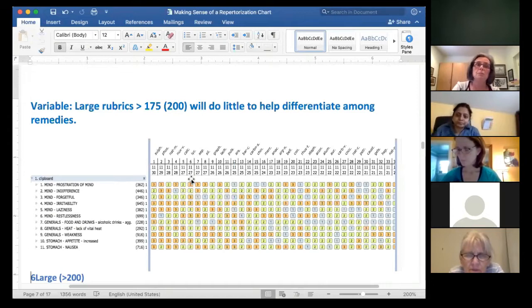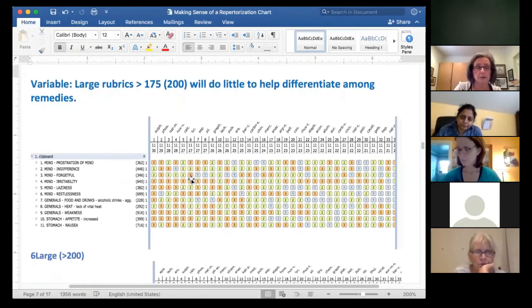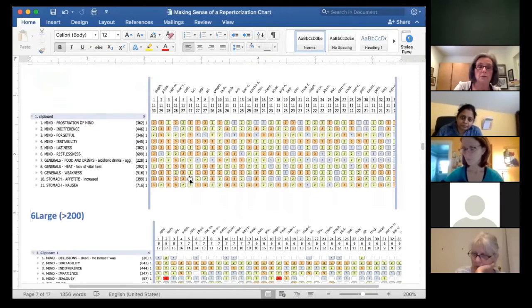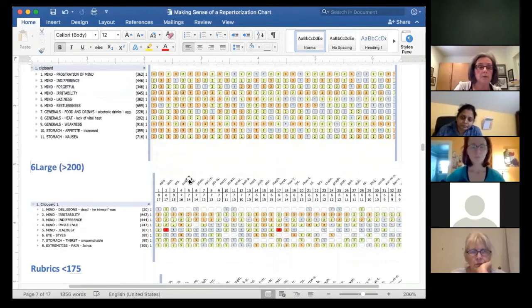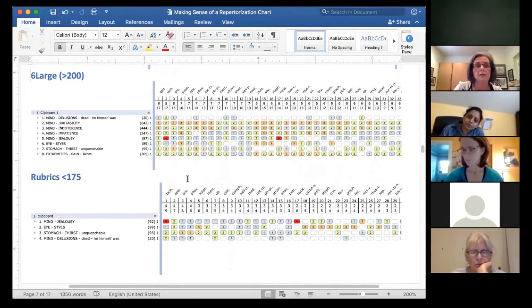You can use them afterwards to check and to confirm. Is the person chilly? Because that's going to be a large rubric. And so you can confirm with those large rubrics, but they're not going to help you get to a remedy.